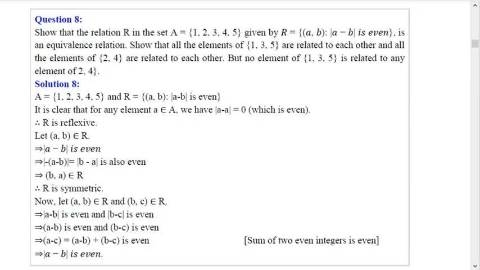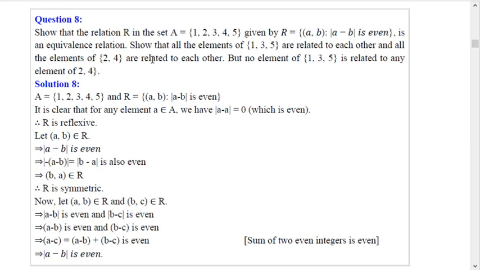Question number 8. Show that the relation R in the set A, given by R = {(a, b): |a - b| is even}, is an equivalence relation. Show that all elements of {1, 3, 5} are related to each other, and all elements of {2, 4} are related to each other, but no element of {1, 3, 5} is related to any element of {2, 4}.